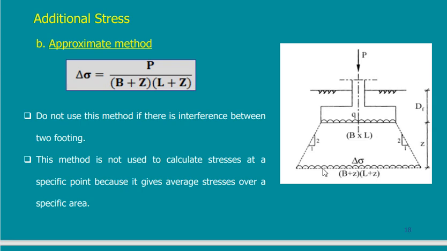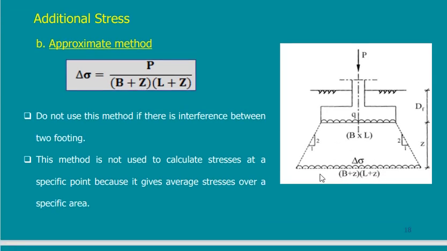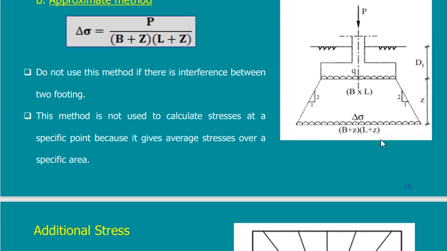Of course, this is not very accurate because it assumes that the stress at this point is the same as this point, and so on. And if we check here, we will find that horizontally there will be a difference in the stress according to the location of your point below the loaded area. So it is an approximate method, but it is very good in calculating the stresses due to rafts and footings and so on.